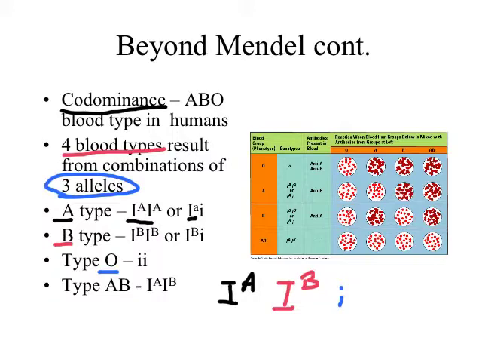B-type blood is in a similar manner. You can have either big B, or big B with a little i, or the recessive. And you can have O-type blood. If you have O-type blood, then you must have both the recessive genes. And then we can also have AB blood, which comes from a combination of codominance of both the A and the B alleles. So we can have that codominance as well.